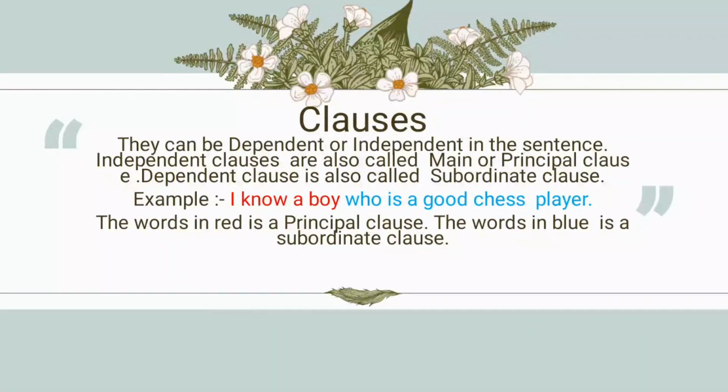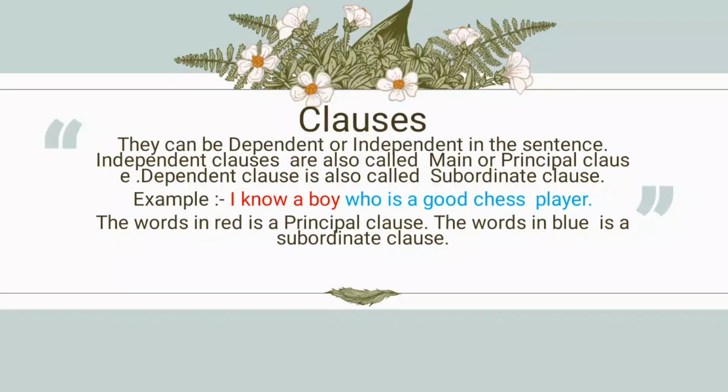Now this sentence has a complete sense. It starts with a capital letter. It ends with a full stop. But if we consider the red part of the sentence, I know a boy, this is a clause. And another clause is who is a good chess player. This is another clause. Both are clauses, but the first one is a main clause or a principal clause.